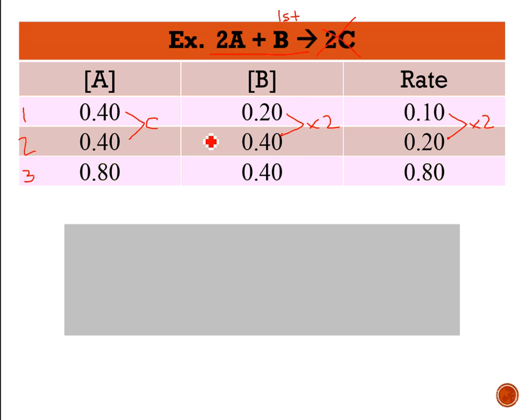As far as A, we do the same. We hold B constant from experiment 2 to experiment 3, and we note that a doubling of concentration of A results in a quadrupling of the rate. Since a doubling quadruples, that's second order with regards to A.